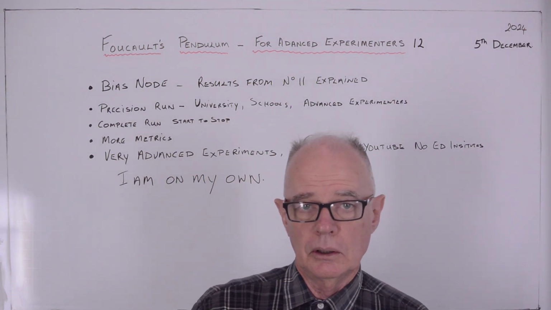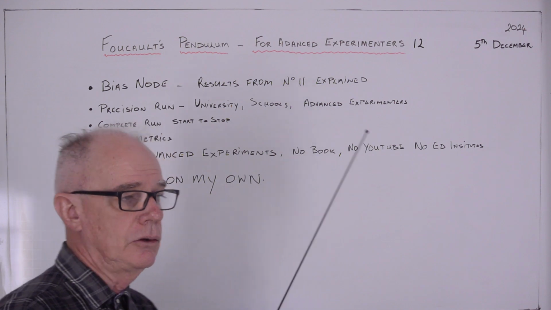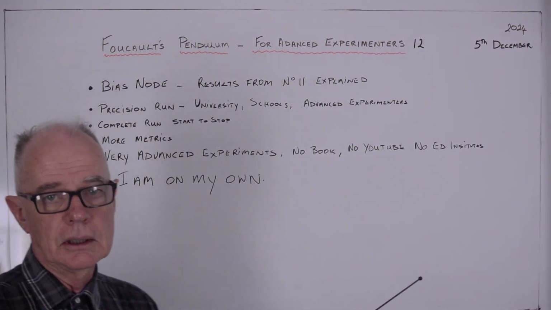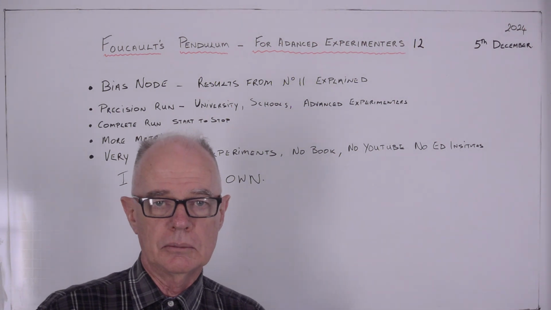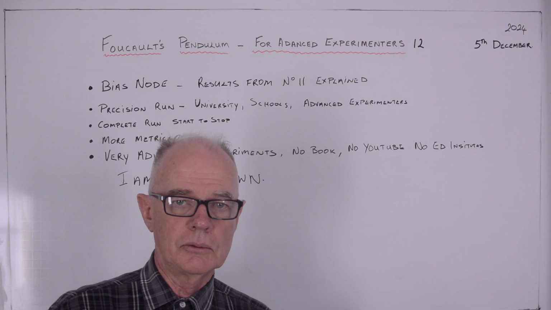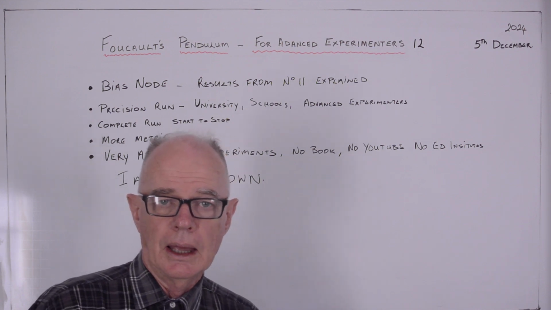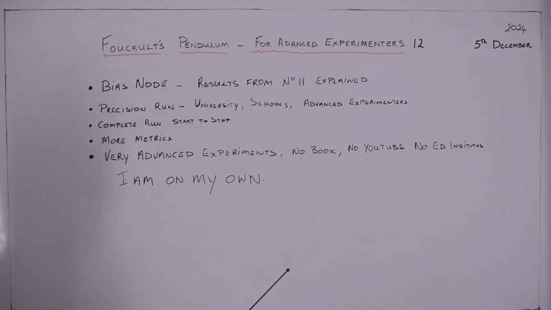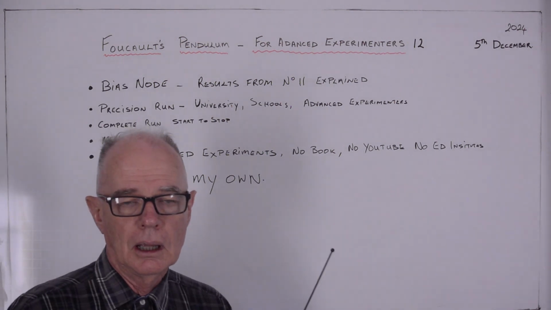Today's video will be looking at an introduction to node bias. Node bias is without question the most important parameter of the Foucault's Pendulum, but today I'll just be introducing it to you and not going too much into it, just an introduction. We'll also be looking at results from experiment number 11 to explain what happened there.